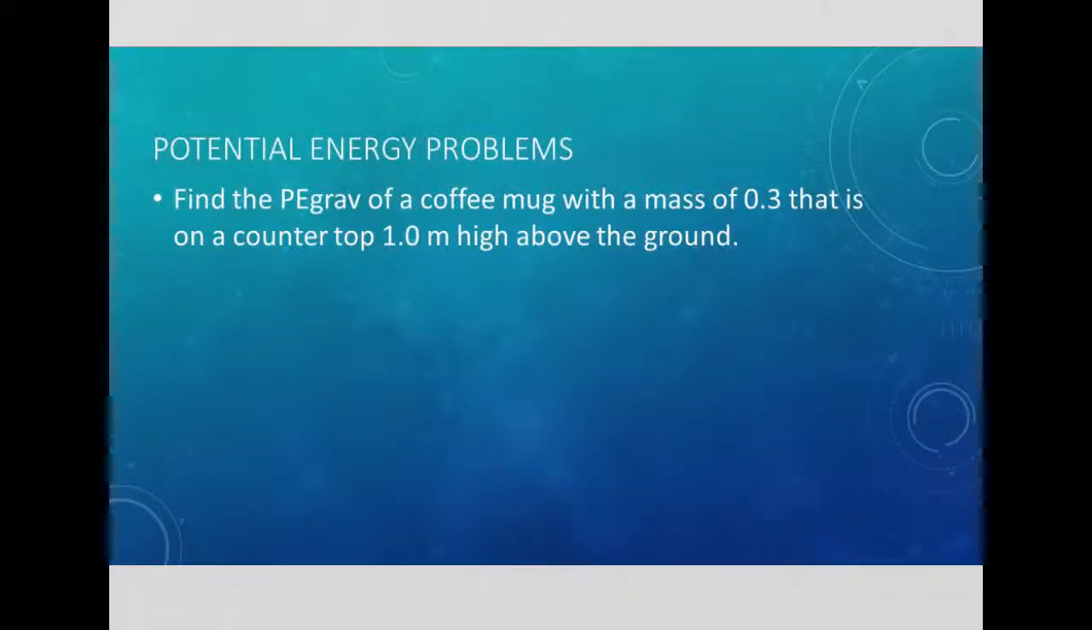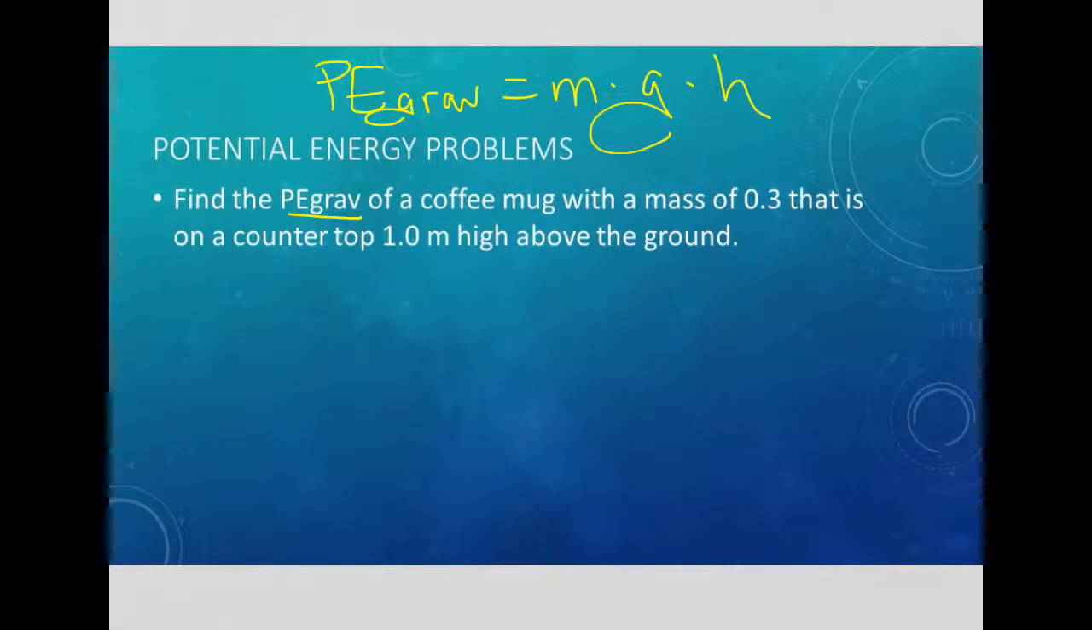Okay, so in this video we're going to do some potential energy problems, and we'll remember that our potential energy equation, especially for potential energy of gravity, is PE grav equals mass times gravity times height. And so the PE grav of a coffee mug with a mass of 0.3, I'm going to assume that is kilograms, that is on a countertop 1.0 meters high above the ground.